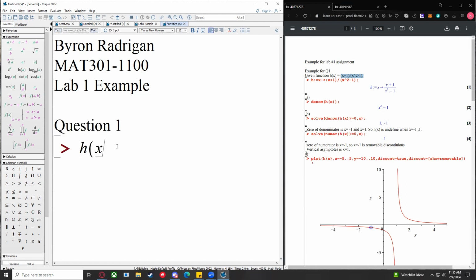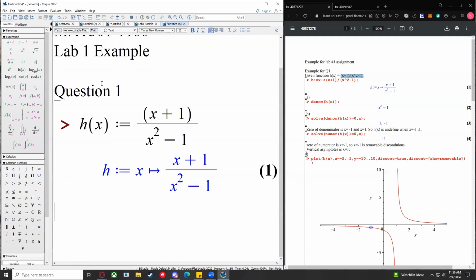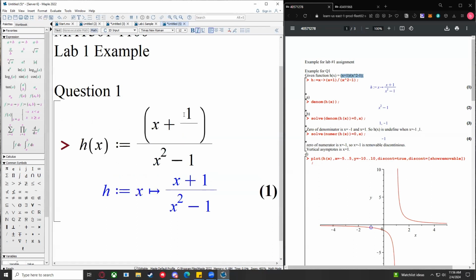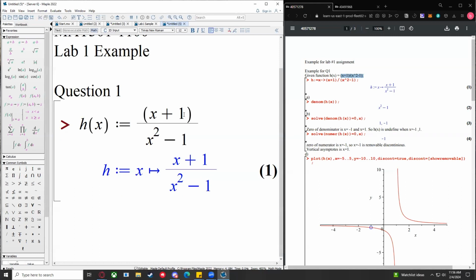I want to first define my h of x, right? Got my h of x. And they told me that my h of x is x plus 1 over x squared minus 1. So far all I've done is define it. I did have to put parentheses on the top so that the division divides the entire thing. So just a quick note: you want to put parentheses on the top if you want to make sure that you divide the whole thing, because if not, you'll get something like this, which is not exactly what you're looking for.